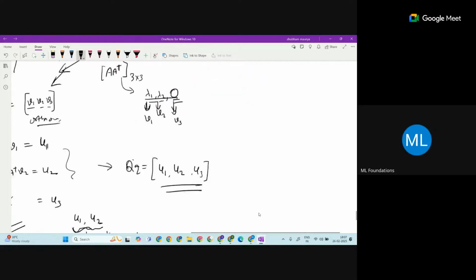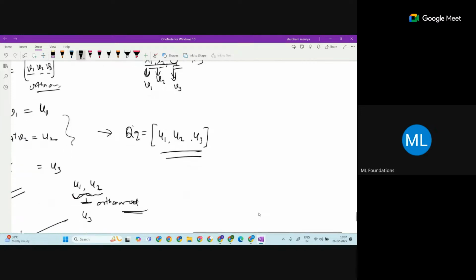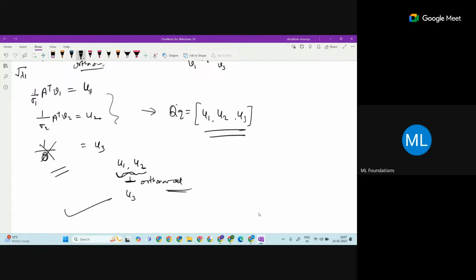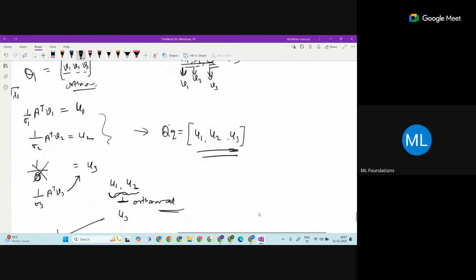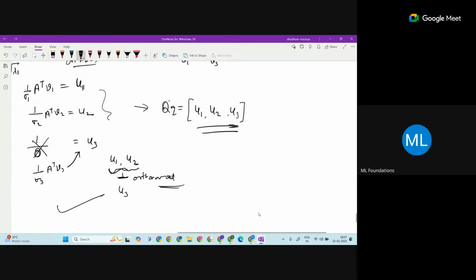And suppose there is no zero. Then you can follow the same process. If it is not zero, then the third one is going to be sigma 3 and A transpose V3, which will be u3, and you can place it here if it is non-zero.